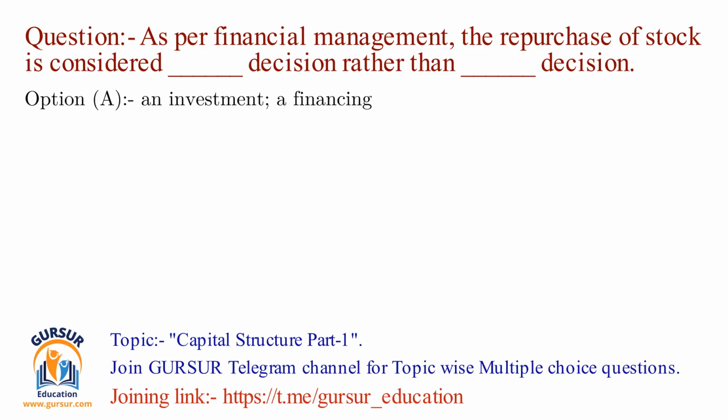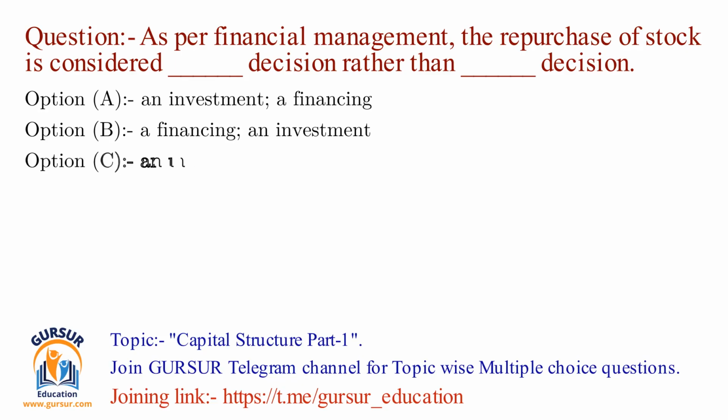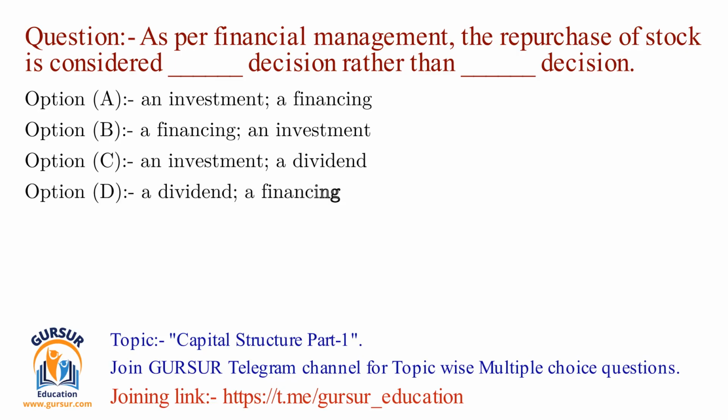Option A is an investment and a financing. Option B is a financing and an investment. Option C is an investment and a dividend. And option D is a dividend and a financing. And your time starts now.